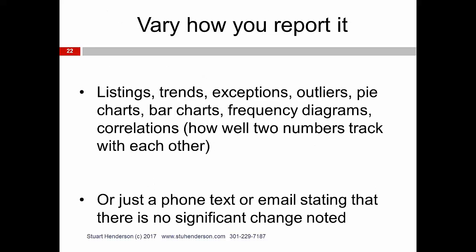You can also vary how you report the information: listings, trends, exceptions, outliers, and so on, and correlations, how well two numbers track each other. And you can actually get measurements called the correlation coefficient. I know of one brokerage firm that was using the number of shares traded on the New York Stock Exchange to predict their CPU usage. And then when they looked more closely, they discovered that a better predictor, there was better correlation, if instead of using the number of shares traded, they used the number of trades, which was also available information, and turned out to be a better predictor of CPU requirements.